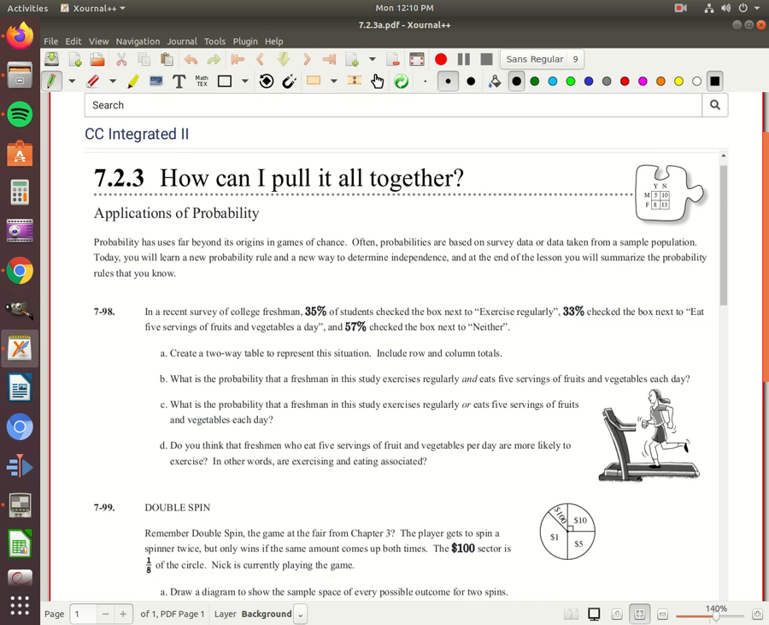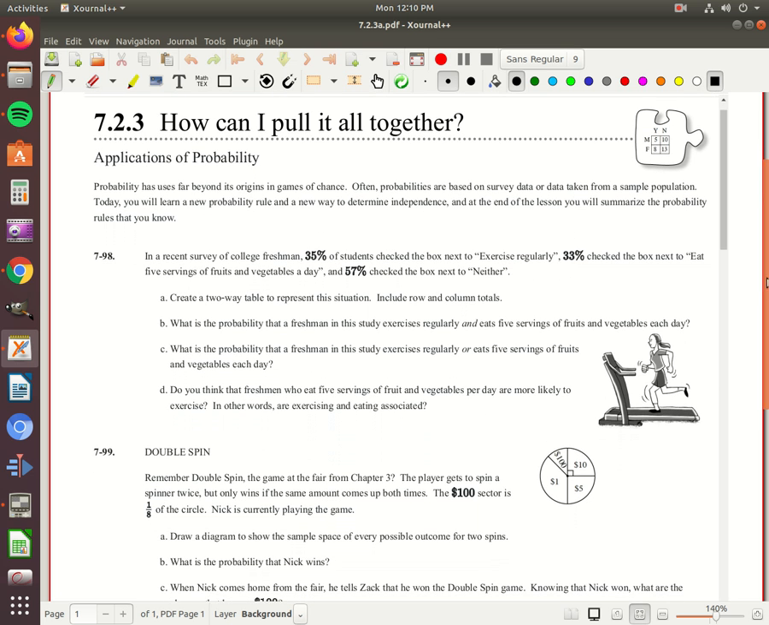All right, so applications of probability. How can I pull it all together? Probability has uses far beyond its origins in games of chance. Often probabilities are based on survey data or data taken from a sample population. Today you will learn a new probability rule and a new way to determine independence. And at the end of the lesson, you will summarize the probability rules that you know.